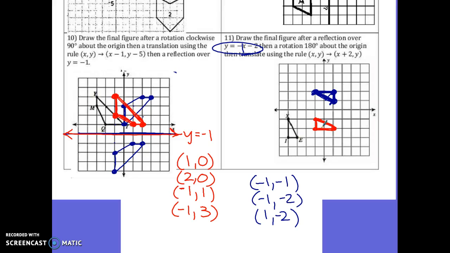And then from there it says we want to translate it +2 for x. That means 2 to the right. And then we're not going to do the y at all. So it's just 2 squares to the right. So I'm going to put my final shape in a new color. We'll do green. So 1, 2, 1, 2, 1, 2. So the final shape is the green one. That is the one that would be the answer when you are done.